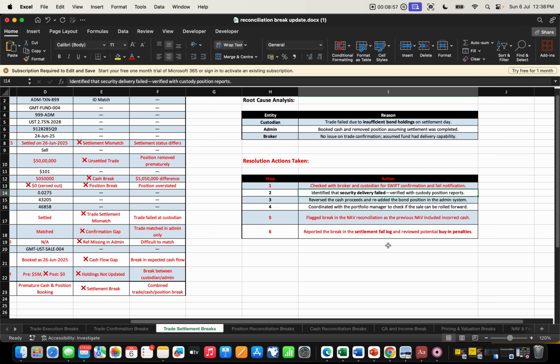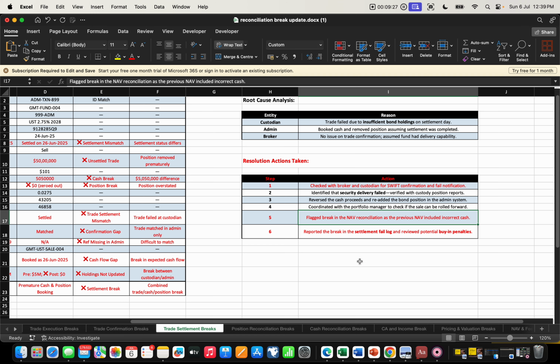Identify whether the security delivery failed or not. Reverse the cash. In admin we have to reverse the cash and process the position added. Coordinate with the portfolio manager to check if the sale can be rolled forward, whether there is a condition that it can be rolled forward from tomorrow or not. Check with your stakeholder directly. They are saying check with your stakeholder if it is possible to adjust today or not. Then you can adjust accordingly.